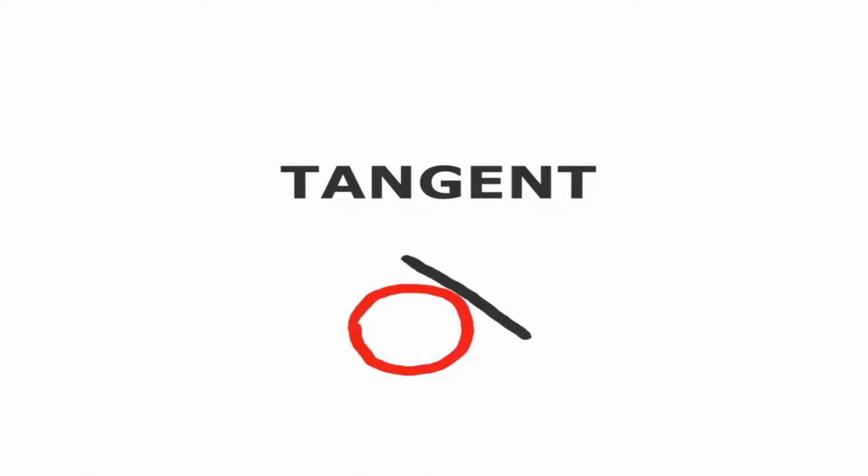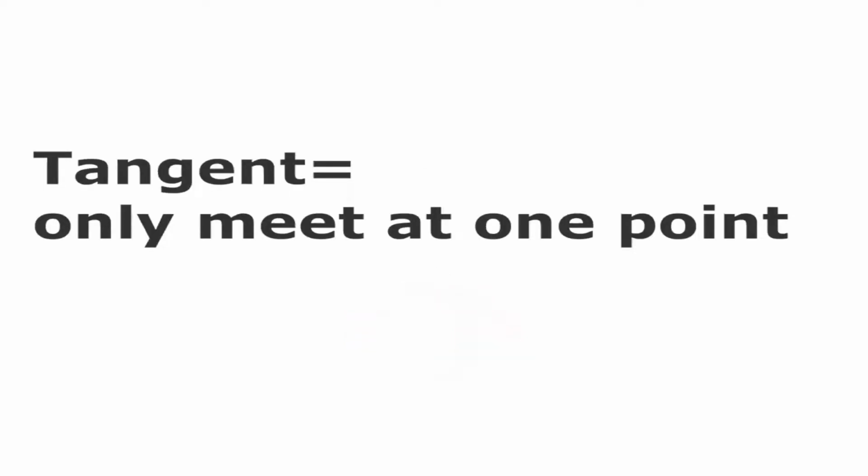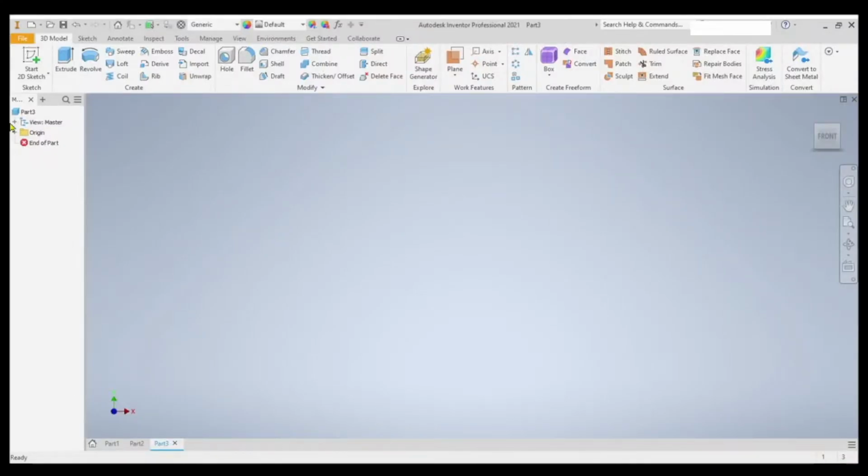The tangent constraint makes elements of your sketch tangent to each other. In case you don't know or remember what tangent means, here's the definition. If a curve and a line are tangent to each other, the line and curve only meet at one point. So let's see this constraint in action.